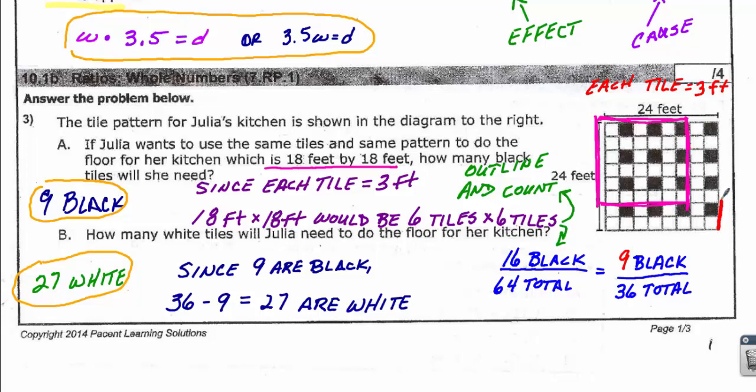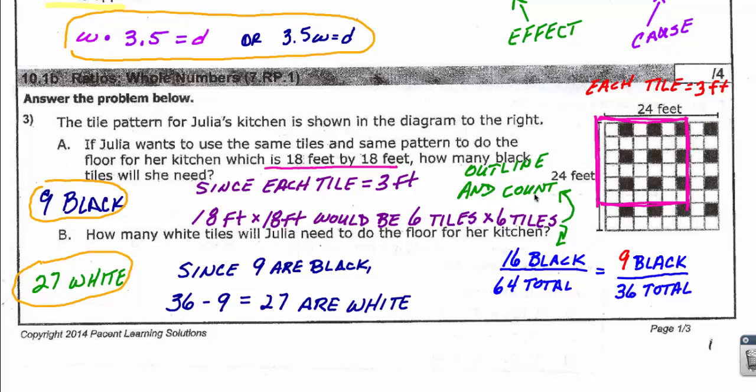6 by 6, 2, 4, 6, and 6 over. That would give you the same thing. If you took that 6 by 6 and you moved it up here, no matter where you move it, you're going to end up with 9 black tiles. So it doesn't matter where the 6 by 6 goes. You get 9 black tiles.